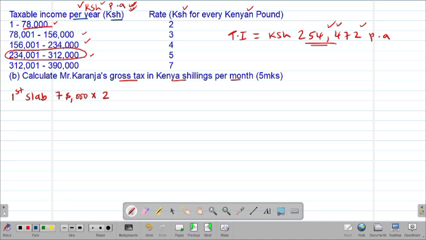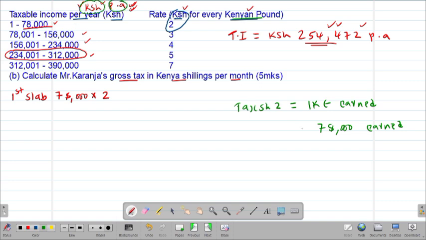Now, we need to interpret this part. It means this particular employee is being deducted a tax of 2 shillings for every 1 Kenyan pound that he's earning. So this is money that is being earned. What about 78,000, which is also an amount that is being earned? Remember the 78,000 from the table is in Kenya shillings per annum. So these are taxes being paid for every 1 Kenyan pound that is being earned.